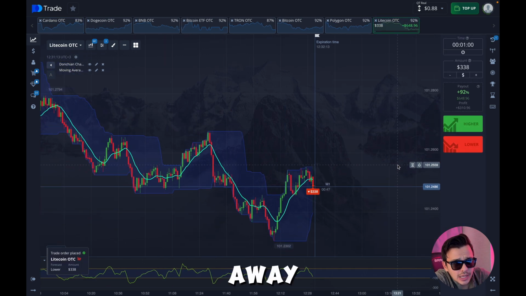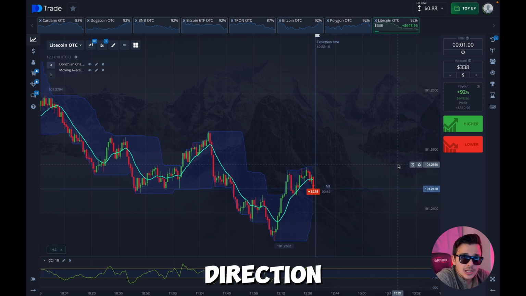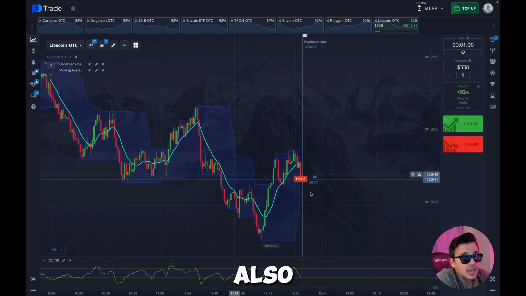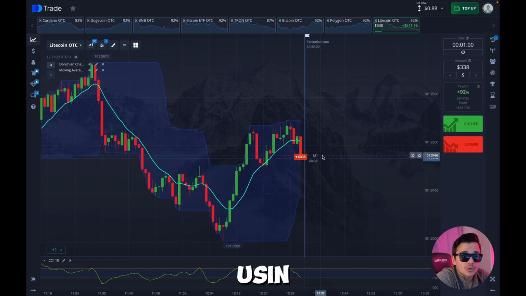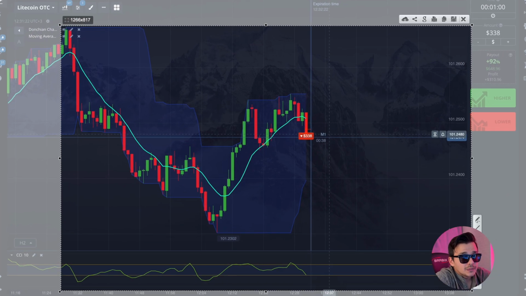Right here, right away, let's open a down trade. We open in the direction of momentum. Also a great entry using a weighted moving average. Here is the crossover of this moving average from top to bottom. In most cases, this is the opening signal for down trades.